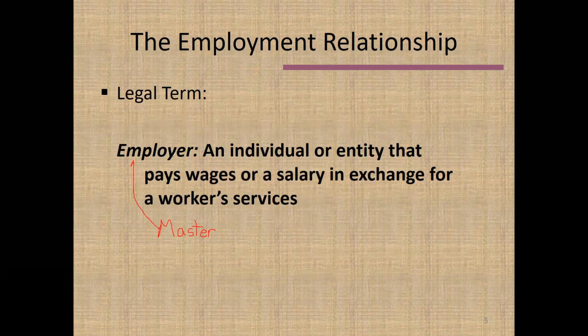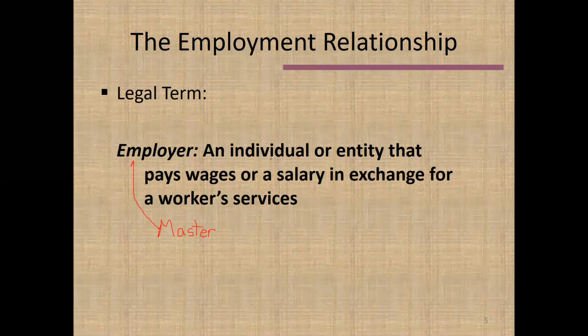So what is an employer? Well, it's an individual, in other words, a human being, a man or a woman, or it can be an entity like a corporation or a partnership or a sole proprietorship. You may recall in a previous chapter we talked a lot about various entity structures. All of those can involve being an employer. So we have an individual, human being, or an entity that pays wages in exchange for a worker's services. So that's the nature of it.